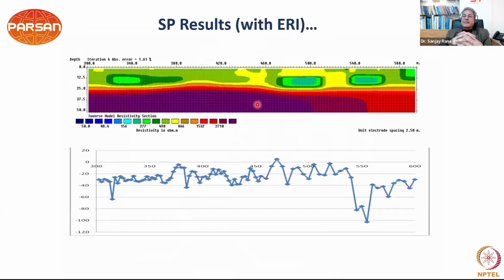And because SP is interpreted in qualitative terms, not in quantitative terms, SP tells you that there is some movement or some flow taking place at this particular location, this particular chainage of the dam. Now, to understand what is the depth of this zone, what is the total extent of this zone, we go back to our electrical resistivity imaging results.